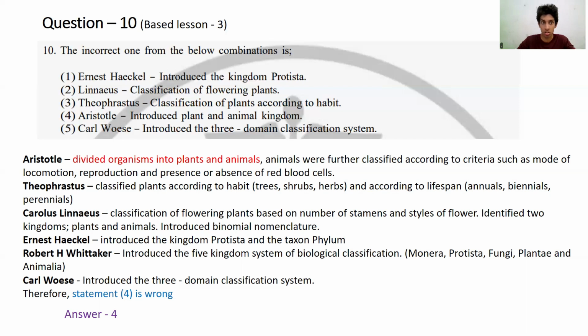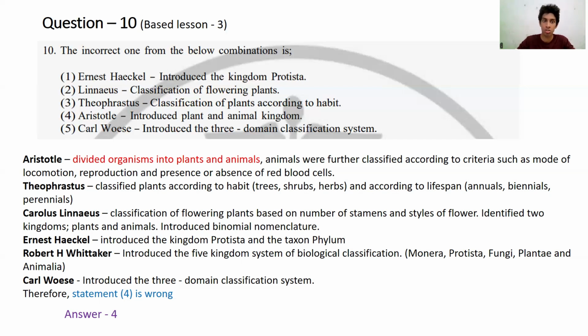4. Aristotle introduced plant and animal kingdom. No, Aristotle didn't introduce the plant and animal kingdom. He divided organisms into plants and animals. The one who introduced plant and animal kingdom was Carolus Linnaeus. Therefore, statement 4 is wrong.